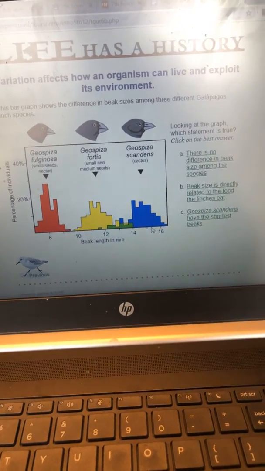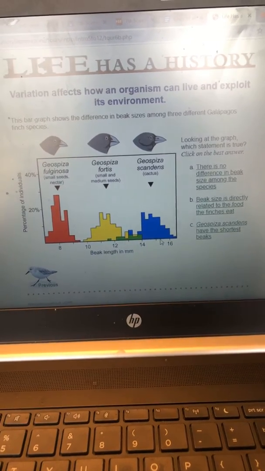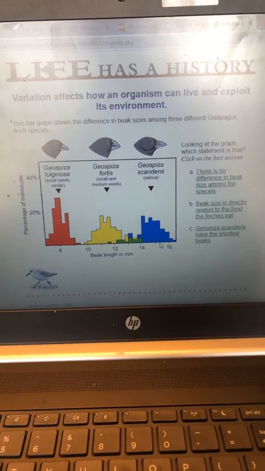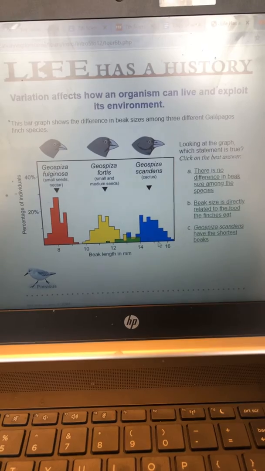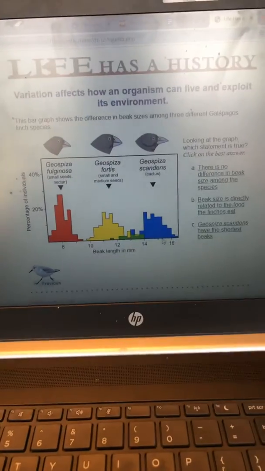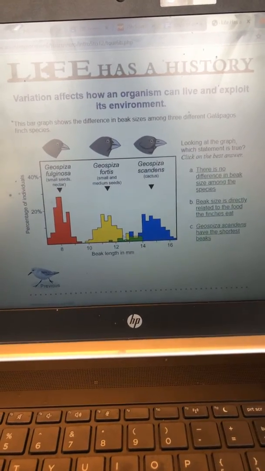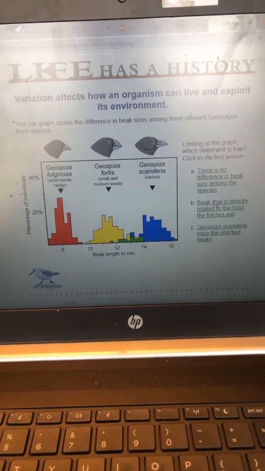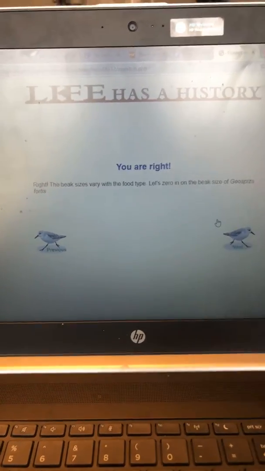So what do you think is true about this graph? There's no difference in beak size. Beak size is directly related to the food. Or scandens have the shortest beaks. Well, they obviously don't have the shortest beaks. That would be this blue. They have the longest beaks. So beak size is directly related to food.